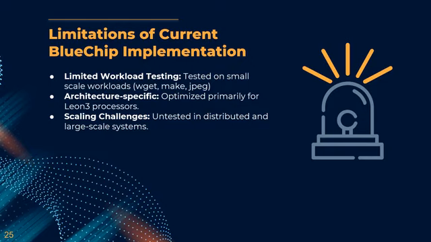Next, we have the architecture-specific challenge. Blue Chip has been optimized for Leon 3 processors, which are commonly used in research and embedded systems. However, applying it to more commercially used architectures like ARM and Intel will require further refinement. Lastly, scaling remains a concern. Imagine deploying Blue Chip across a network of IoT devices, data centers, or cloud servers. It introduces a level of complexity that current implementations haven't fully addressed. These limitations pave the way for improvements, which we will cover next.